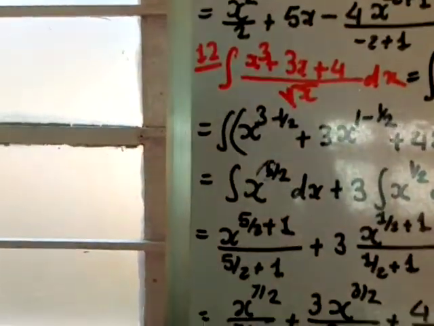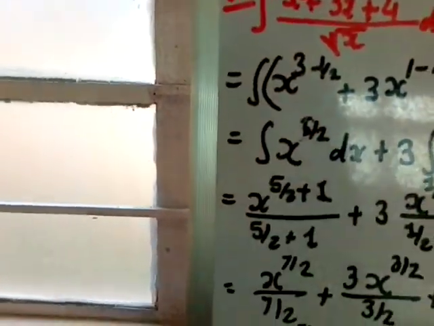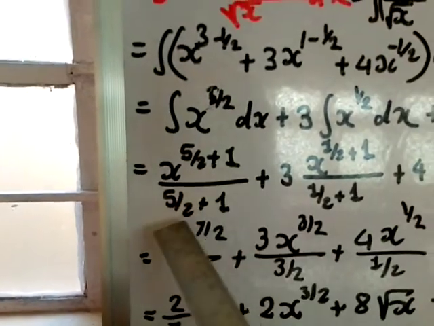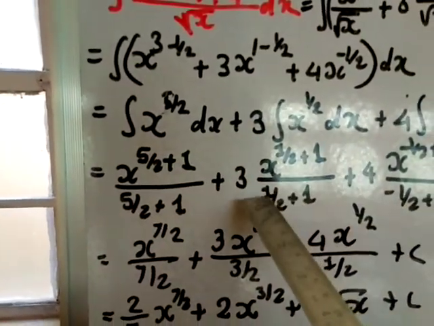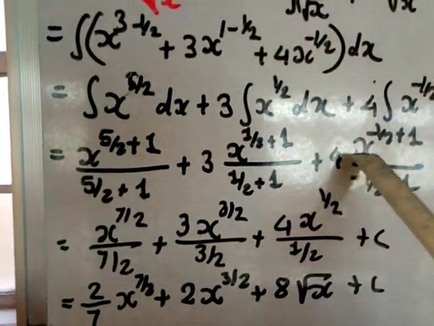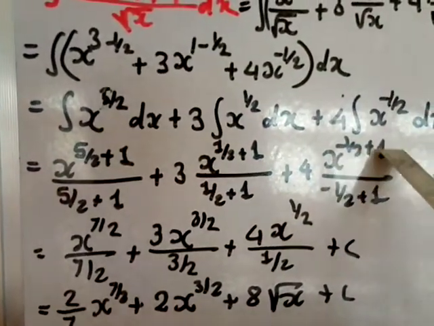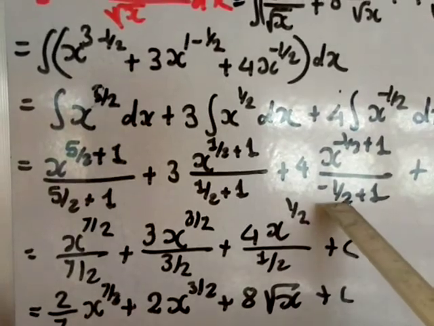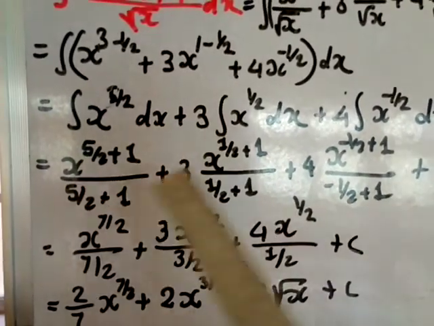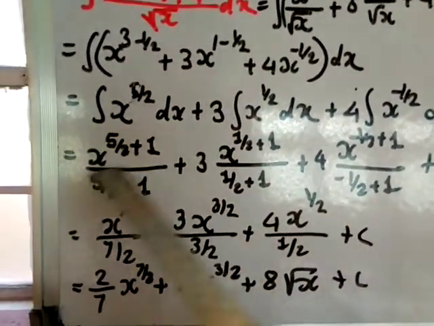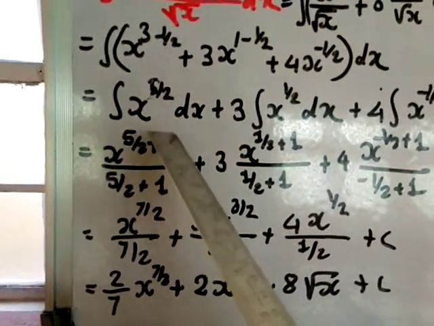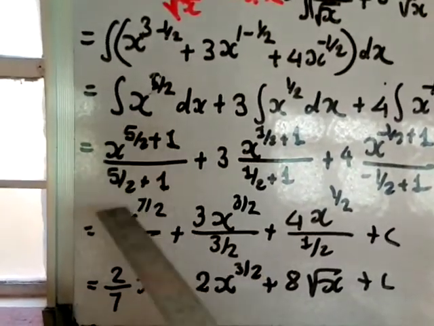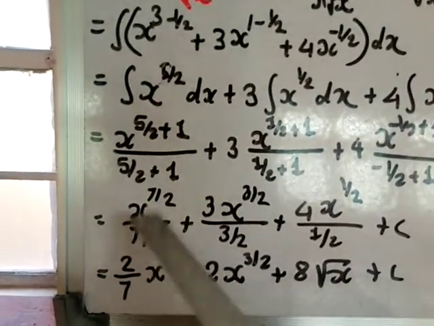Here 5 by 2. Now, so first I will take x power 5 by 2 plus 1 divided by 5 by 2 plus 1, plus 3 x power 1 by 2 plus 1 divided by 1 by 2 plus 1, plus 4 x power minus 1 by 2 plus 1 divided by minus 1 by 2 plus 1, plus c. One c for all. Then here take LCM, so 5 plus 2 is 7 by 2. So x power 7 by 2, denominator also same.